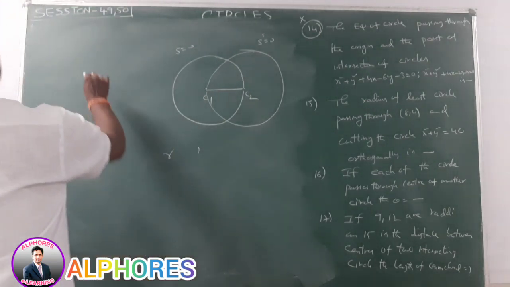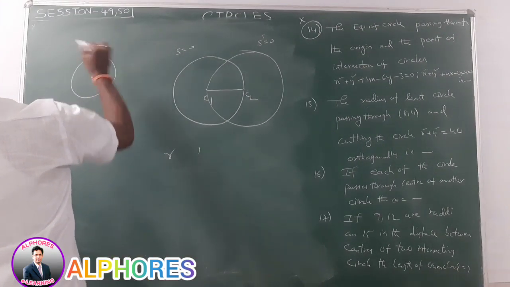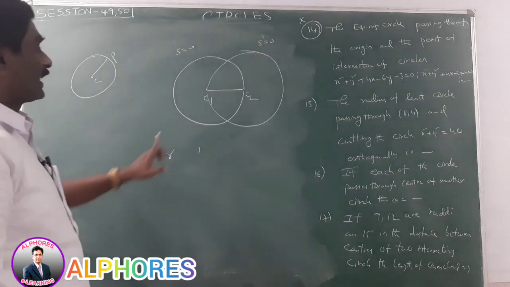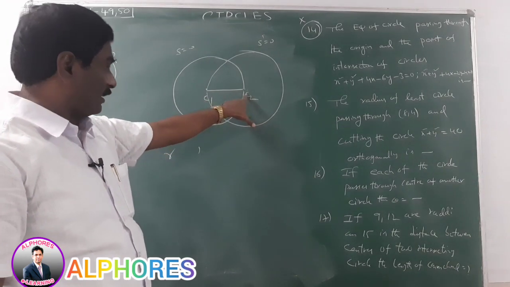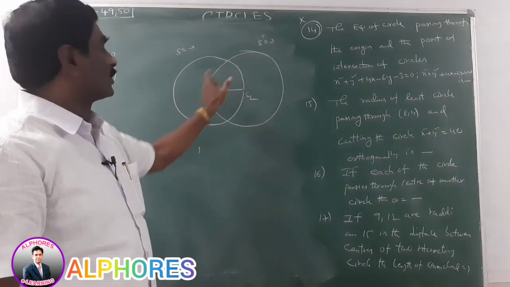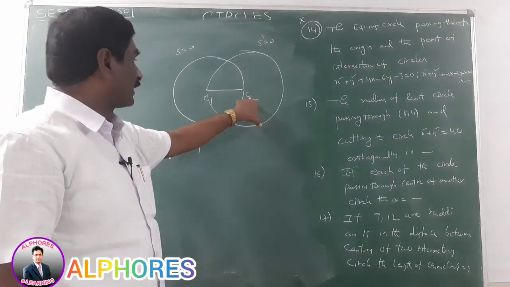The radius of any circle is nothing but the distance from the center to any point on the circle, CP. Here C1 is the center, and C2 is one of the points on the circle. So radius is equal to C1 C2. Here center C2, point C1.